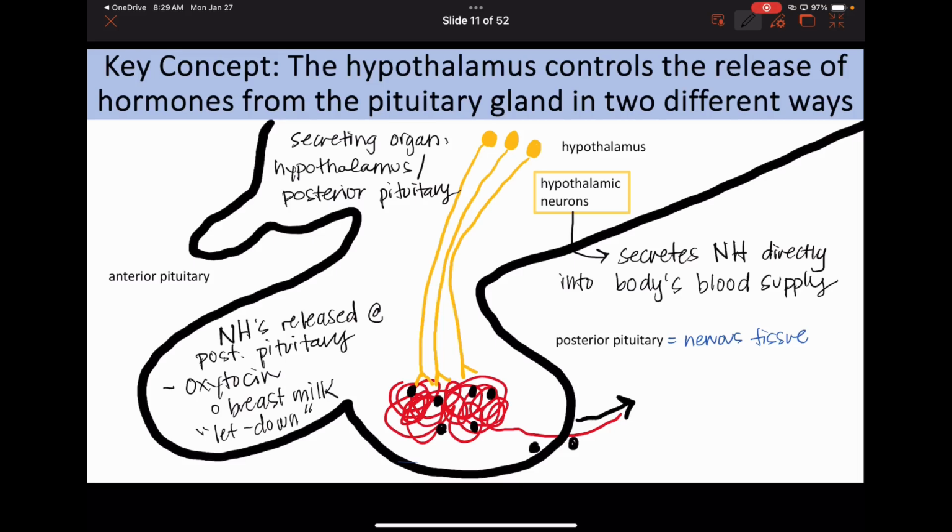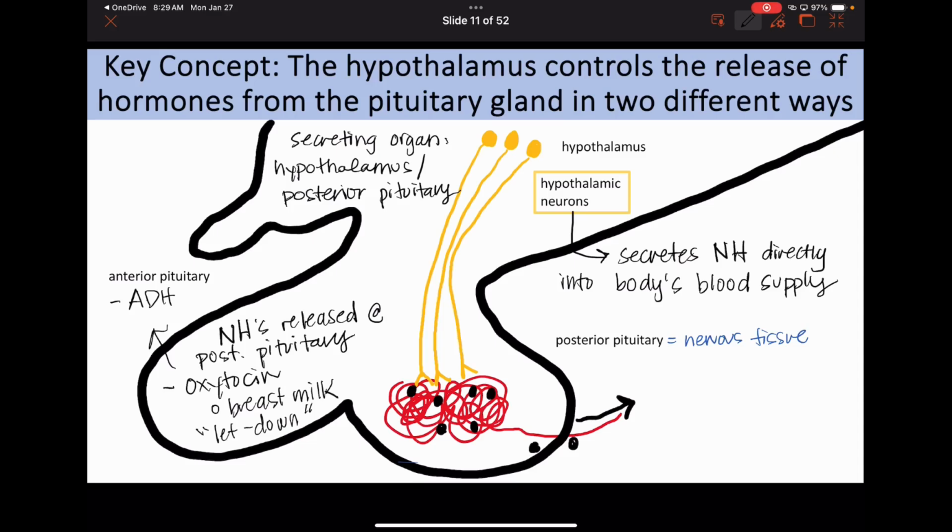The other hormone that's released at the posterior pituitary is ADH, which stands for antidiuretic hormone. And we'll talk about that more and how it influences blood pressure later in this lecture. So questions about anterior pituitary versus posterior pituitary function?